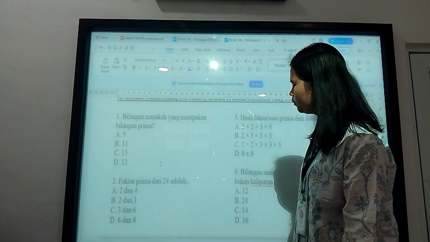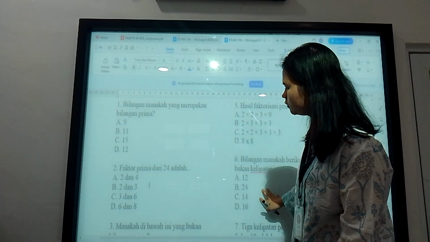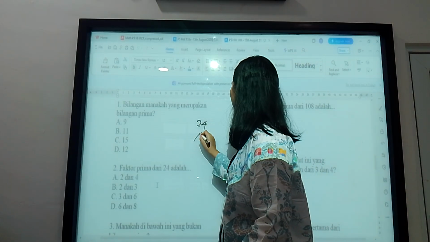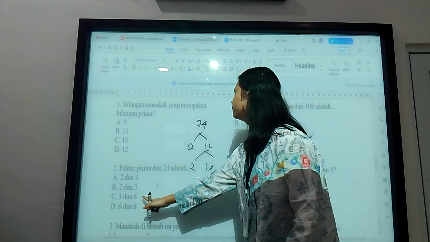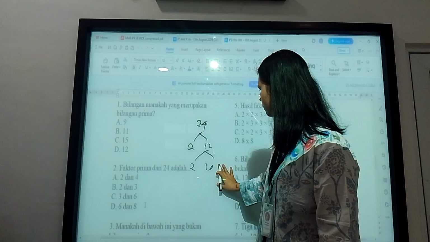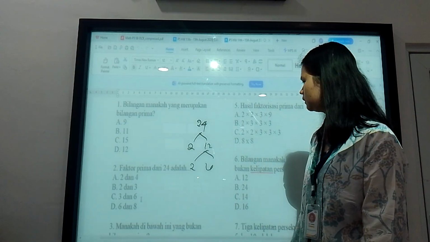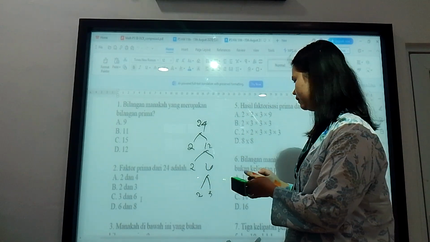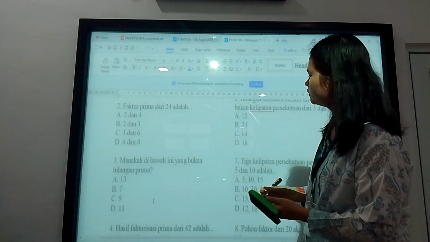Faktor prima dari 24 adalah 3 dan 6. Lanjut. Sorry, faktor prima dari 24 adalah 2 dan 6. Oh, tidak, 6 tidak menjadi bagian dari faktor prima. Sorry, 2 dan 3. 6 itu bukan bilangan prima, dia bilangan komposit.